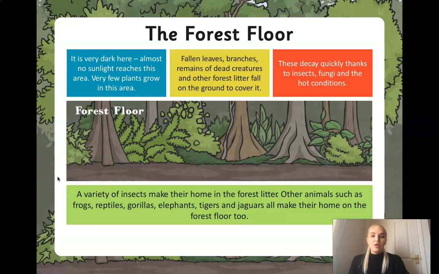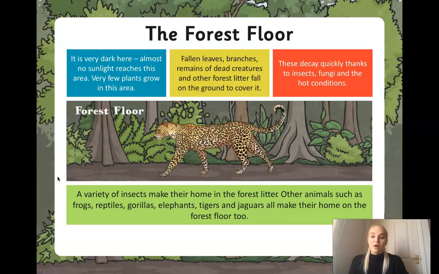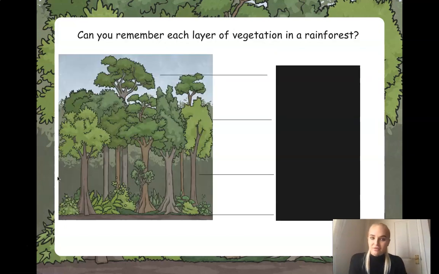So, those are the 4 layers of the vegetation in the rainforest. I wonder, can you remember the 4 layers? Can you label them from top to bottom just on a piece of paper, please? Pause the video and have a go. Can you remember what they're called? And then, can you remember any fun facts about them? Pause the video and have a go, please.